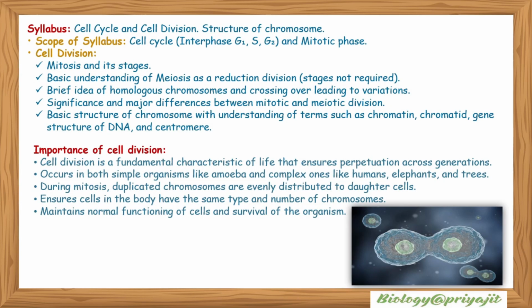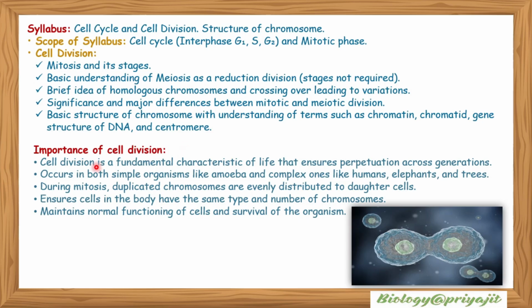Our syllabus includes cell cycle and cell division, structure of chromosomes. We should study mitosis and its stages, basic understanding of meiosis as a reduction division. Stages are not required here. Brief idea of homologous chromosomes and crossing over leading to variations. Significance and major differences between mitotic and meiotic division. Basic structure of chromosome with understanding of terms such as chromatin, chromatid, gene structure of DNA, and centromere.